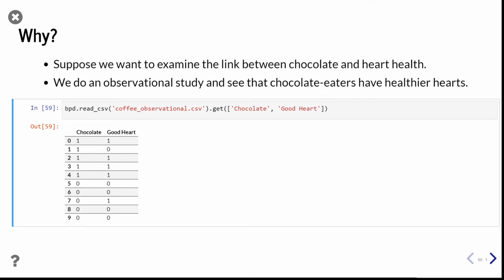So suppose I want to examine the link between chocolate and heart health. Does chocolate help your heart? Does it hurt your heart? So I do an observational study. So this is an observational study, not an RCT. And we see that chocolate eaters tend to have healthier hearts.